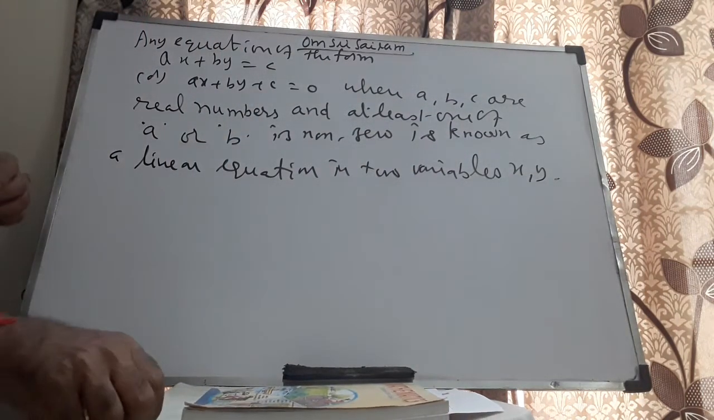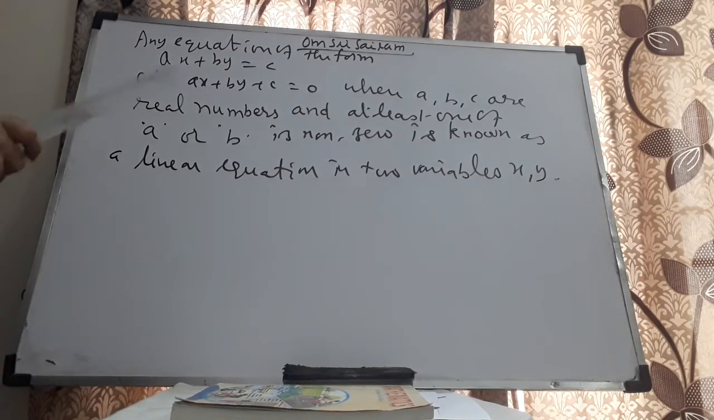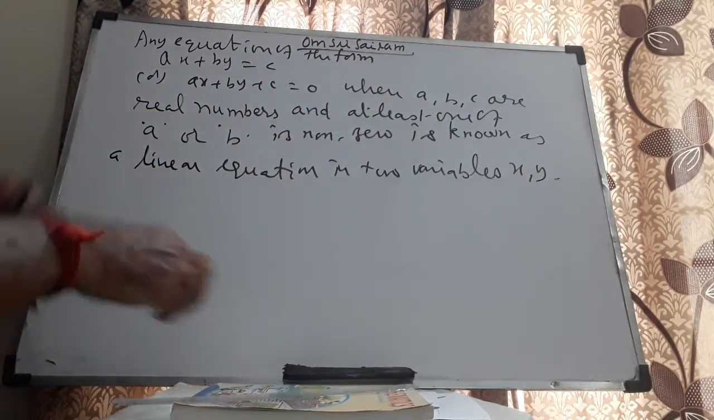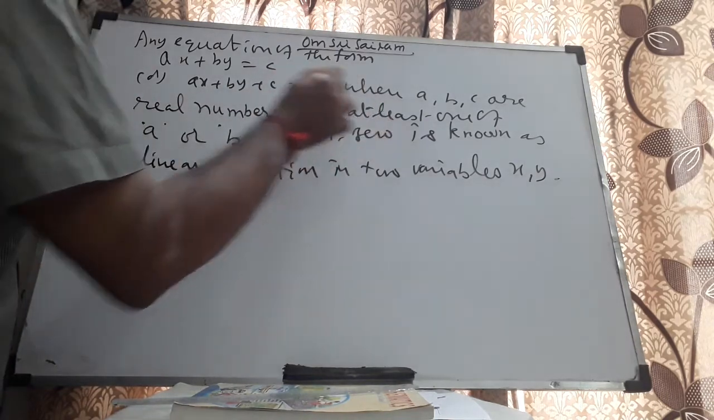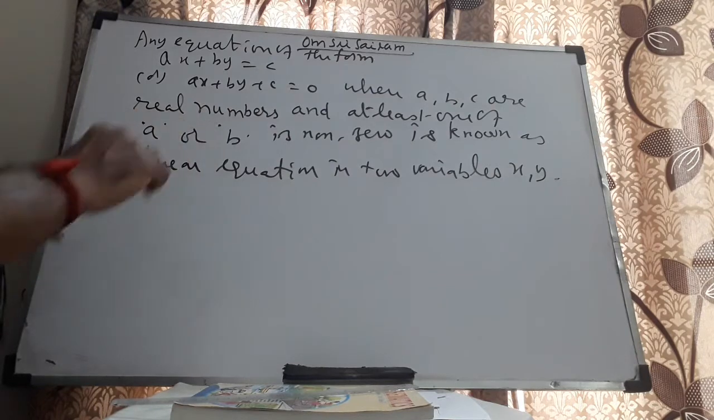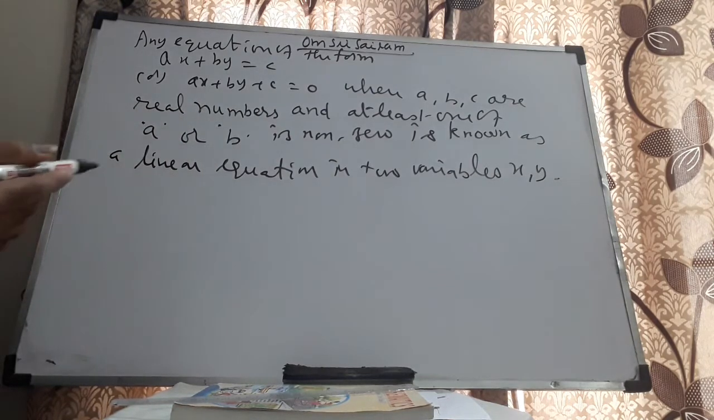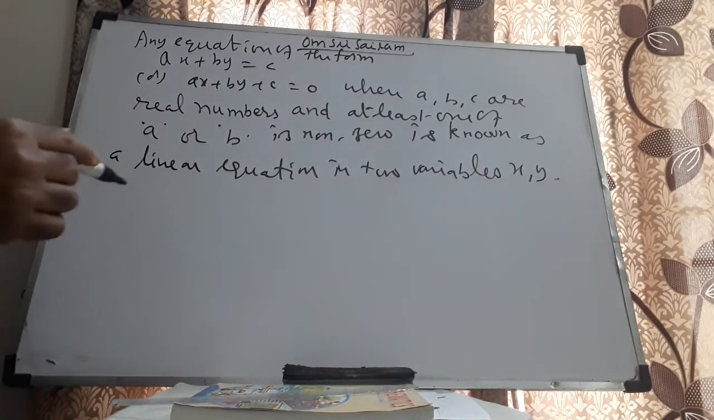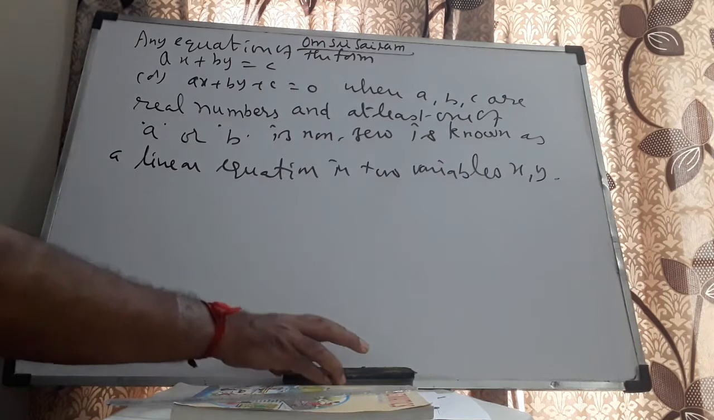Just let me repeat once again. Any equation of the form ax plus by is equal to c or ax plus by plus c is equal to 0, either way, where a, b, c are real numbers and at least one of a or b is non-zero, because if both are zeros you end up with simply c is equal to 0. It makes no sense, there will be no variable involved. Therefore, at least one of a or b has to be non-zero. Such an equation is known as a linear equation in two variables.